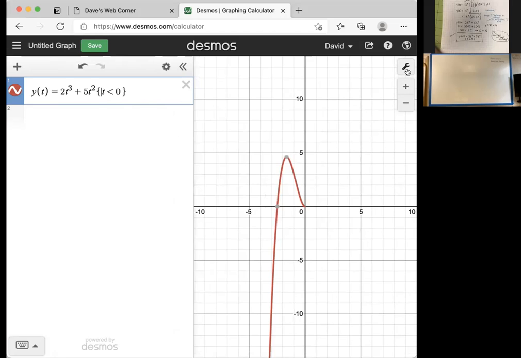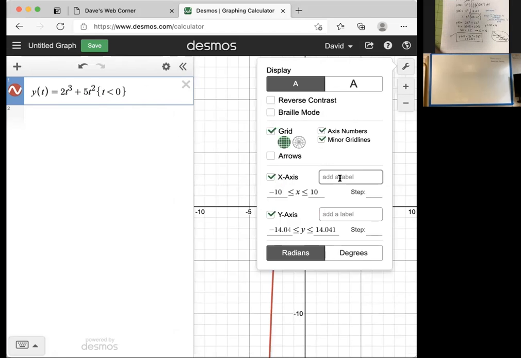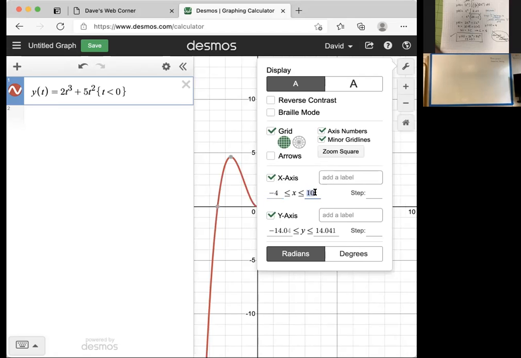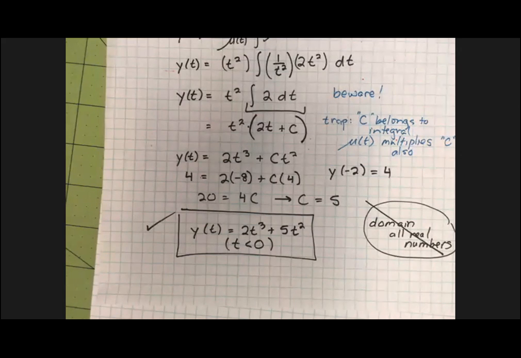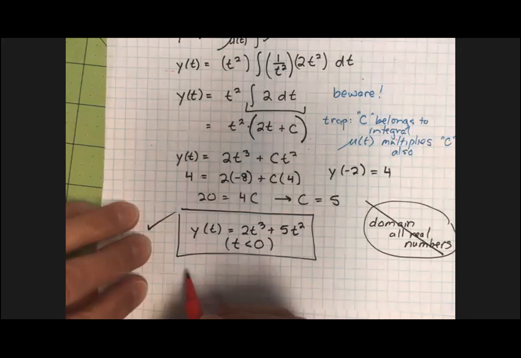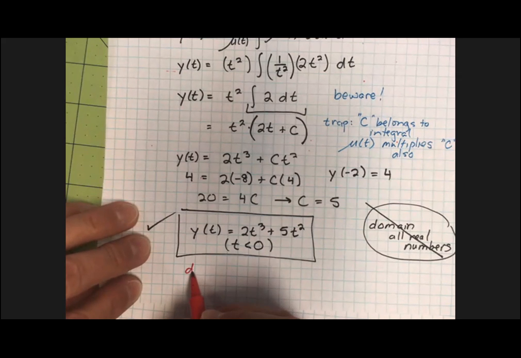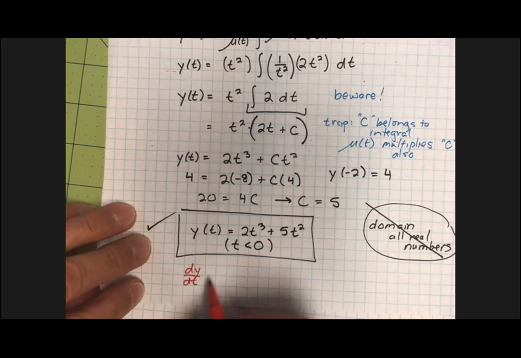What else do I want to say about this graph? I might want to doctor the x-axis so I see a little more of it. Okay, now I see a little bit more of my graph. I wish I could check that it actually solved the problem. Now, another day I'll show you how to check you solved the problem in Desmos. But remember, you can check right here, right? Because you can always take the derivative of this thing that you created. And this thing is not even hard to take the derivative of.